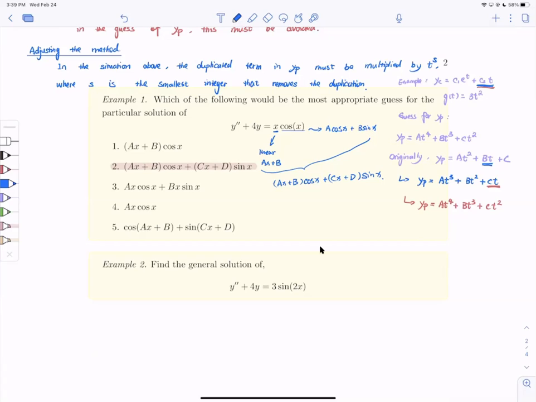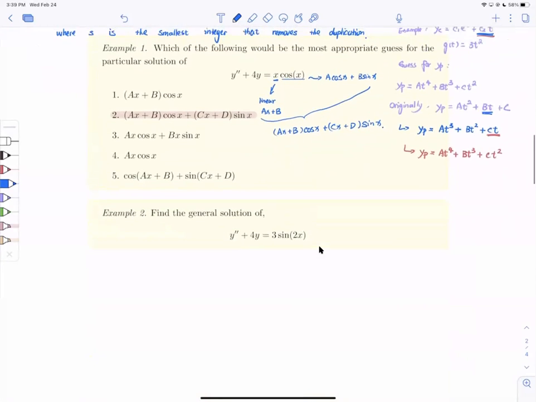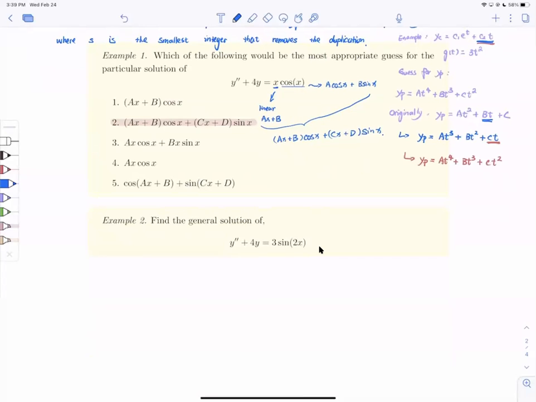Any question? If no question, let's do example 2. I'll leave it like this in case anyone needs to copy it down. So let's do example 2 and let me know once you're done.